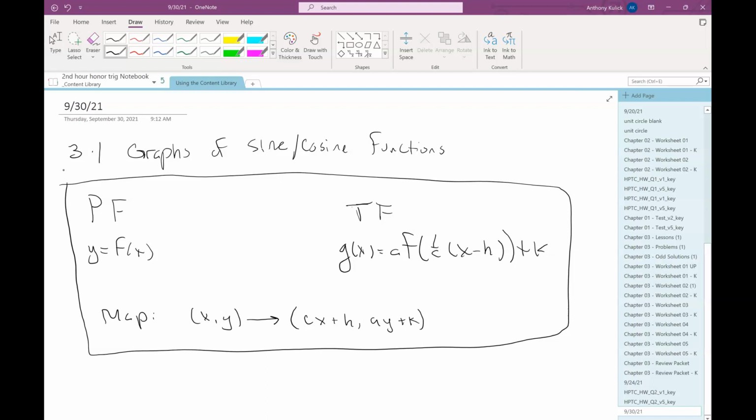Grace? Does that say MC? That says map. Oh. So the map, that's our map to transform a point in a parent function to a point in a transformed function. So this is our parent function point, and that would be our transformed function point.